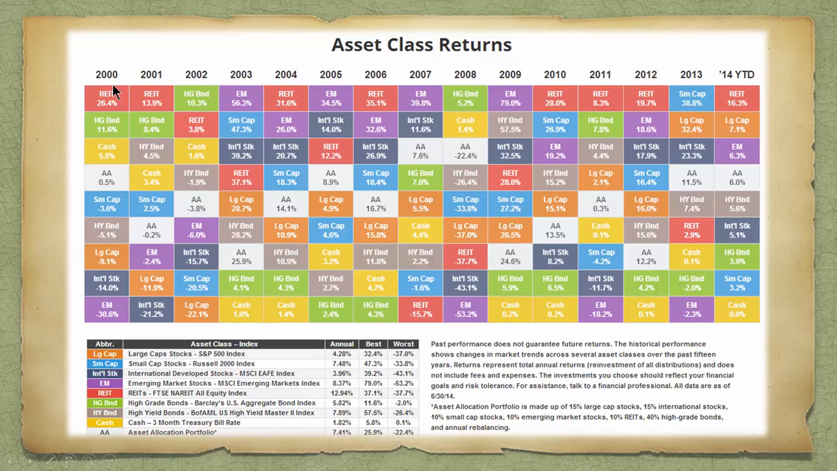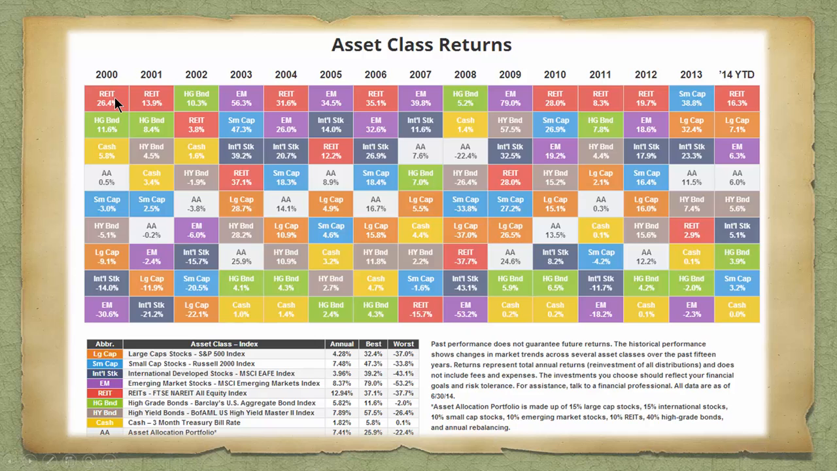So this chart goes back from 2000 to halfway through 2014. Now there's more than 8 asset classes out there. This chart only shows 8, but the point is going to be the same, the educational point. Why they don't use more than 8, I don't know. Maybe they don't have room. But in any case, you'll see that all the assets are color-coded.